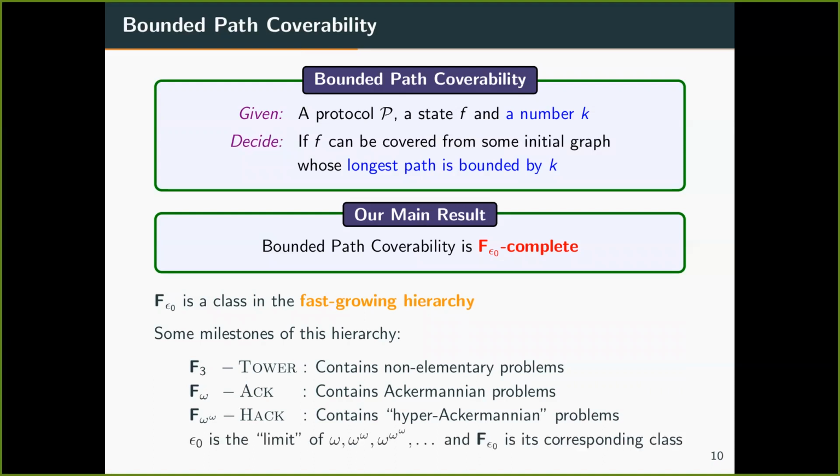Okay, and then epsilon naught can be thought of as the ordinal which is obtained by the limit of omega to the omega, omega to the omega to the omega, and so on. And F epsilon naught is the corresponding class of this ordinal. So this is already much more huge than the Hack complexity class, which is already bigger than the Ackermannian complexity class, which contains non-primitive recursive problems. So this shows that this bounded path coverability problem is a very hard problem in terms of computational complexity.